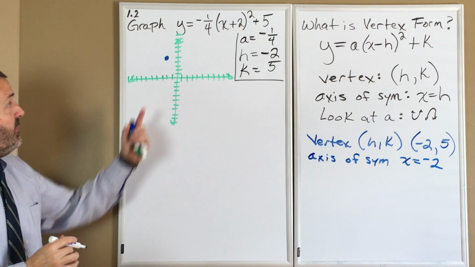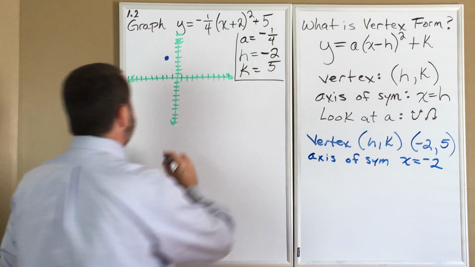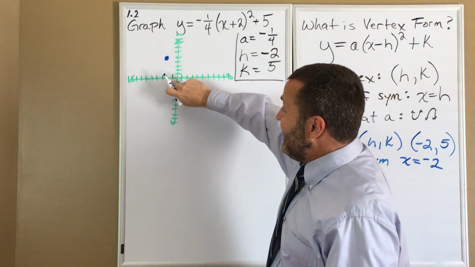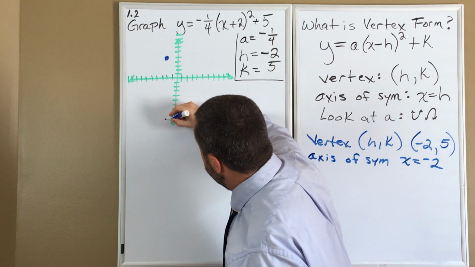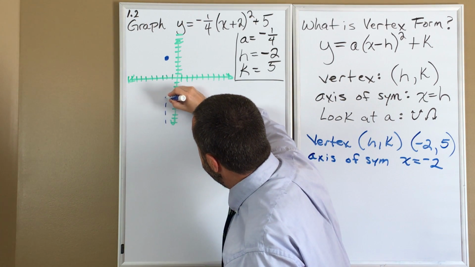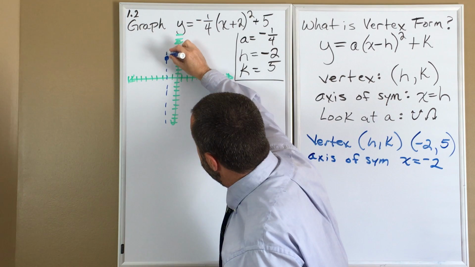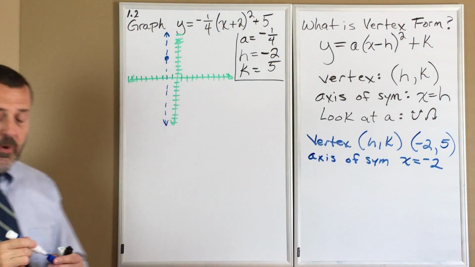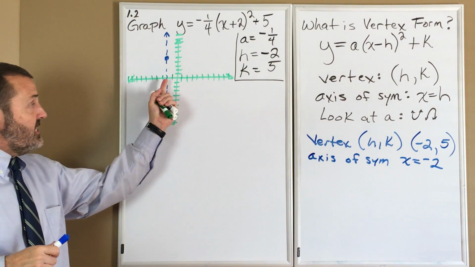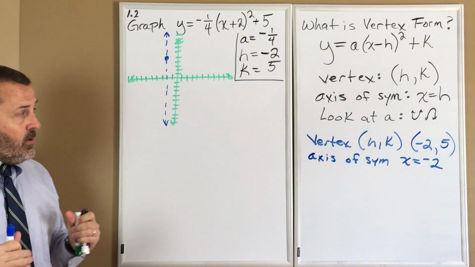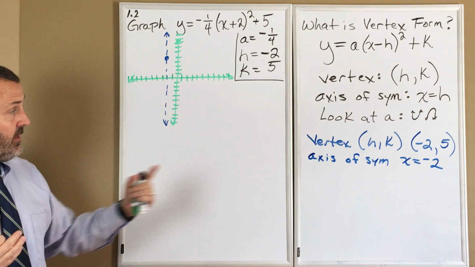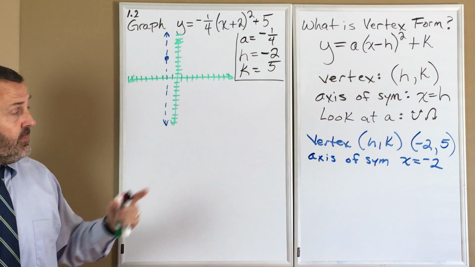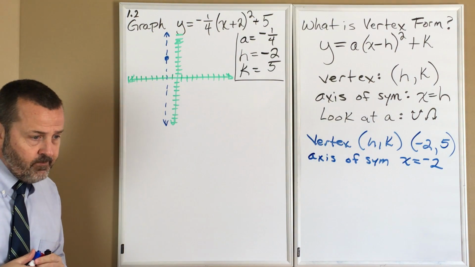So we know that our axis of symmetry is going to go through the value x equals negative 2. To the best of my ability, I will draw that axis of symmetry, going through the point x equals negative 2. That is the axis of symmetry.